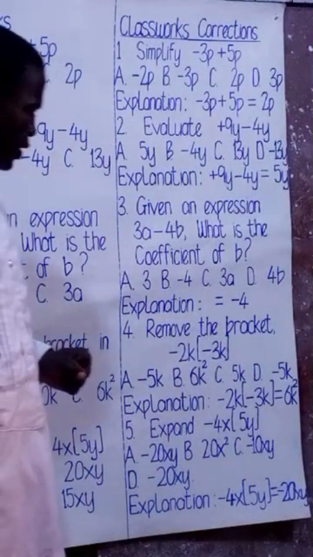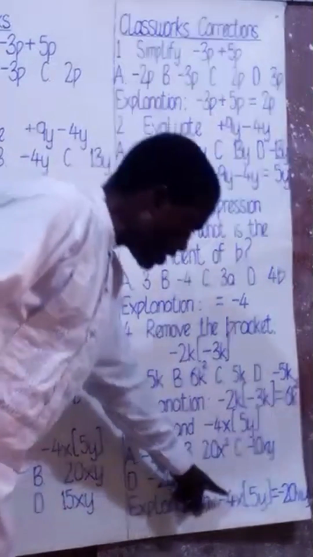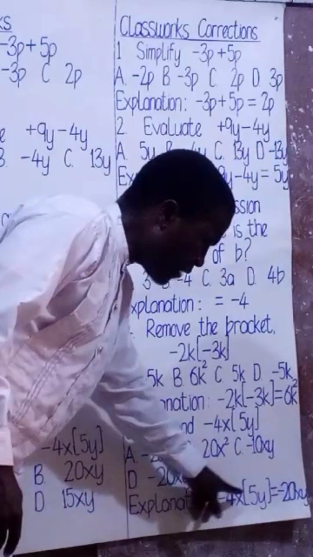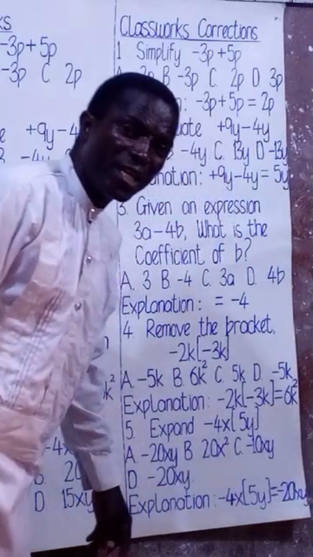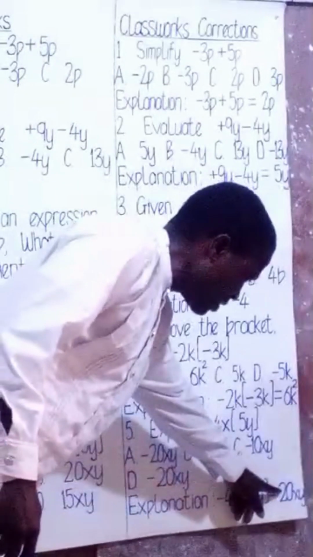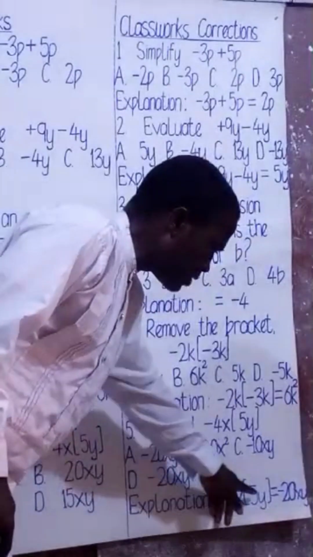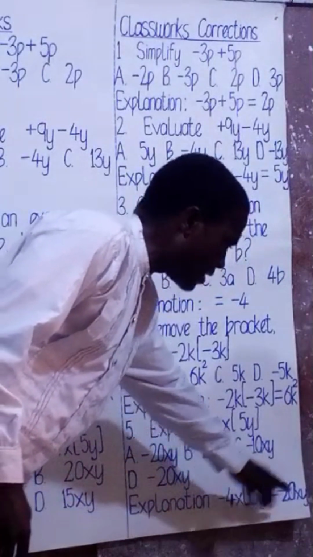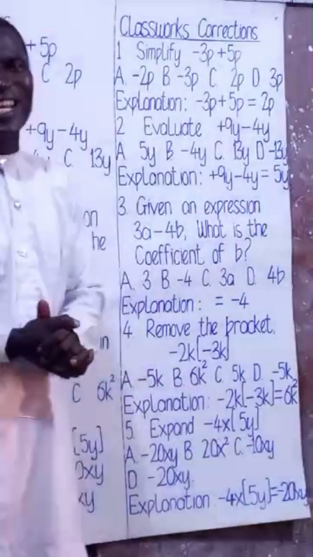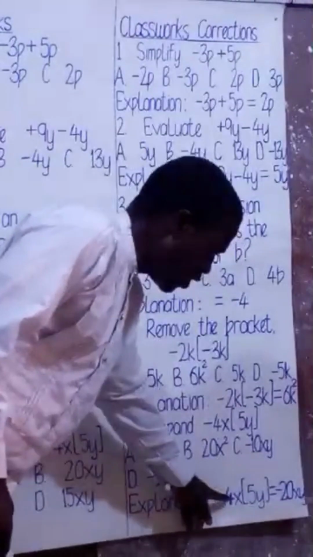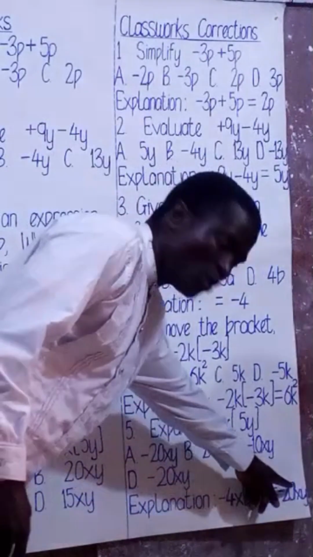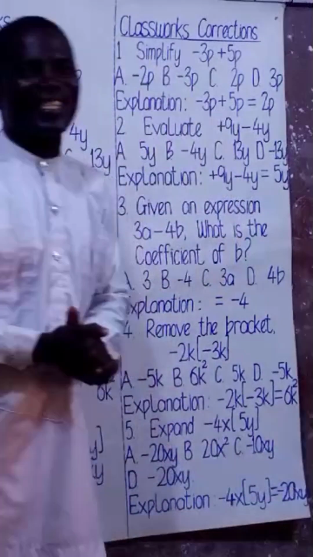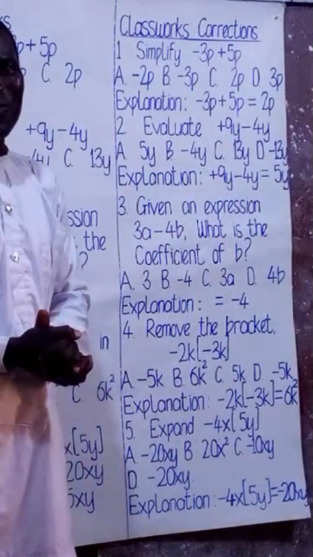Once again, let me repeat myself. We are going to say minus times plus. That is minus fighting with plus. Who is going to win? Minus. So you have minus there. 4 times 5, the result is 20. X times y, the result is xy.